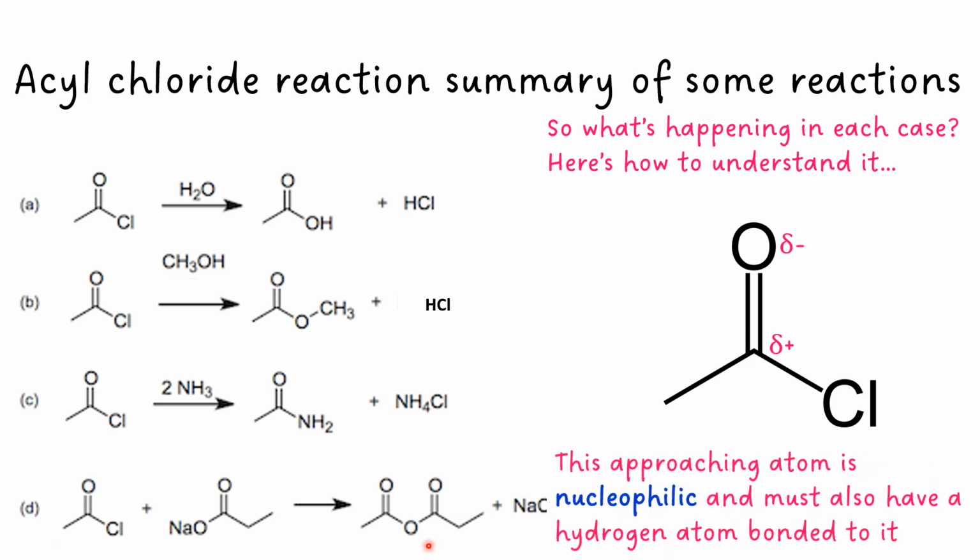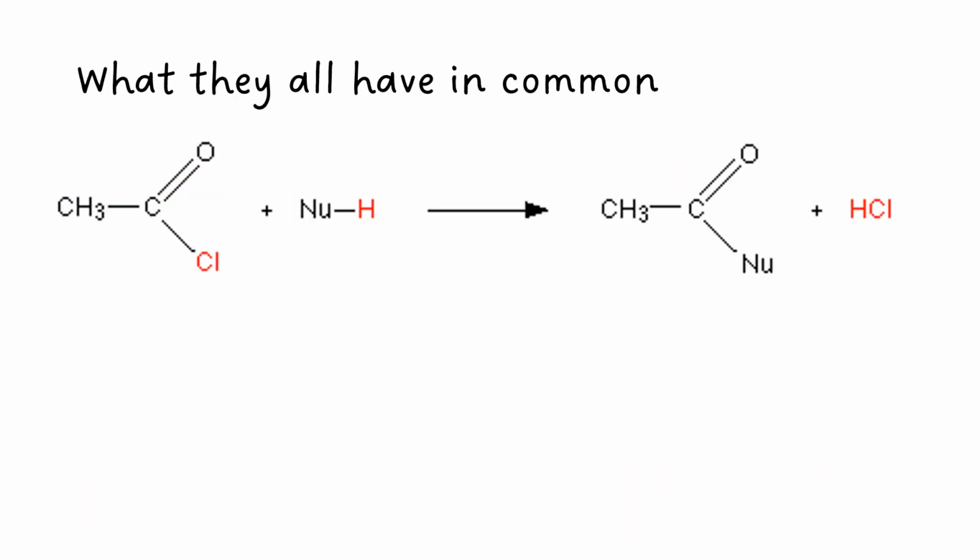Now what will happen is that carbon, if it has a dative covalent bond, will have 5 bonds. So this chlorine can drop off. This chlorine and the hydrogen atom that's attached to the nucleophilic atom will find each other and make HCl, as you can see in these two examples. So this is what they all have in common.